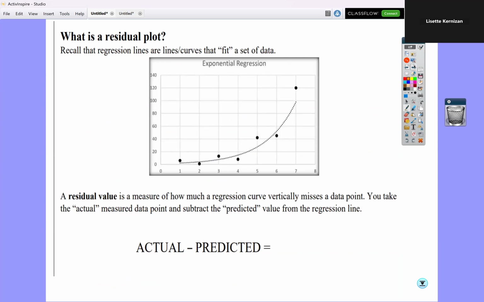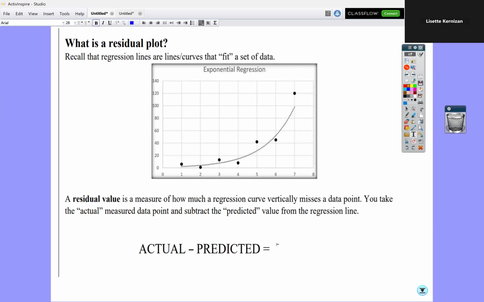Recall that regression lines are lines or curves that fit the data set. A residual value is how much the regression curve vertically misses a data point, right? So you take the actual measured value, the measured data points, and subtract the predicted value from the regression. When you do that, you get the residual. So actual minus predicted is residual. We're not going to spend a lot of time on that today. Our focus today is going to be on what I'm going to talk about next.